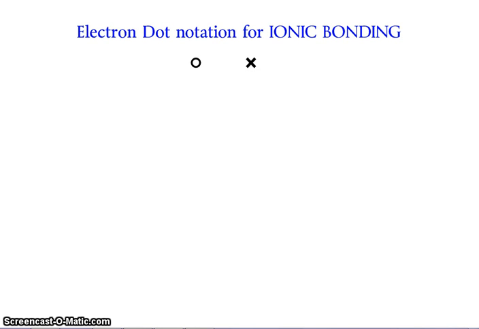Hello. The purpose of this video is to review for you how to use electron dot notation to represent or model ionic bonding. Let's get started. You will be given two elements, a metal, such as potassium, and a nonmetal, such as bromine.